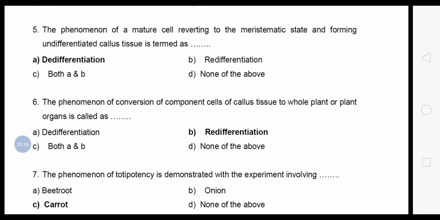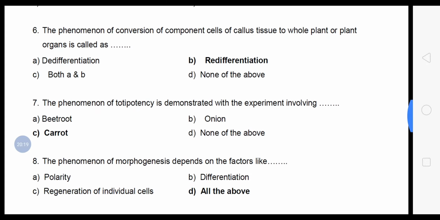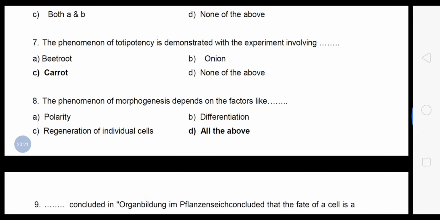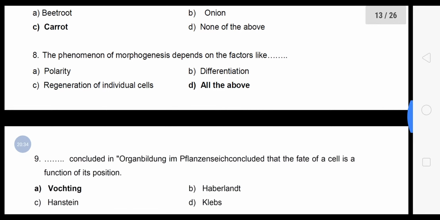The phenomena of totipotency is demonstrated with the experiment involving carrot. The phenomena of morphogenesis depends on factors like polarity, then differentiation, regeneration of individual cells. Dash concluded that organ building, the fate of the cell is a function of its position.